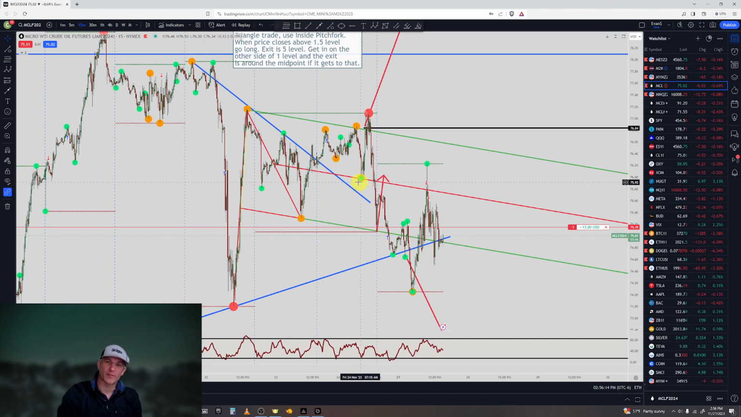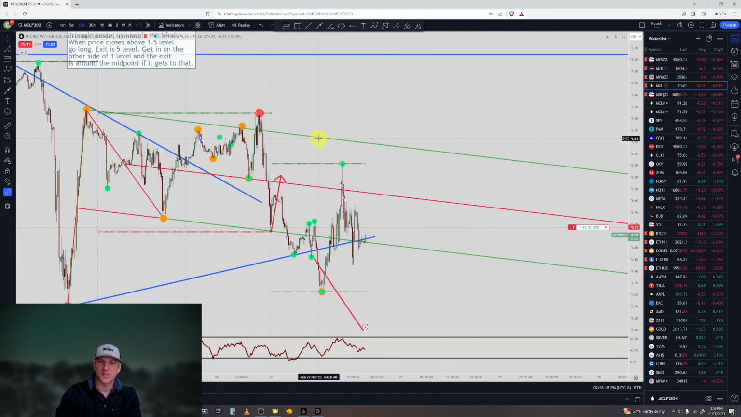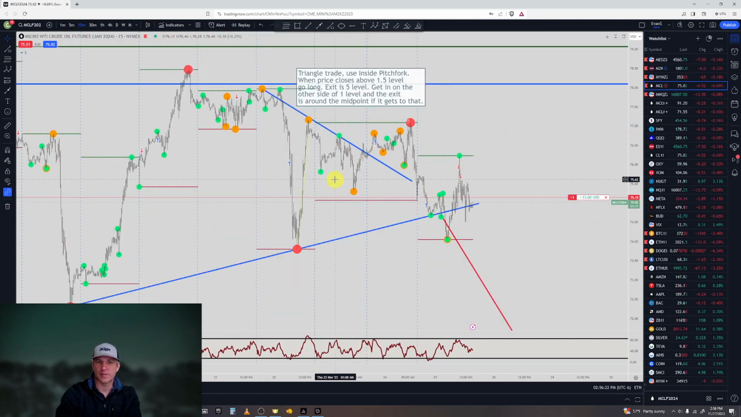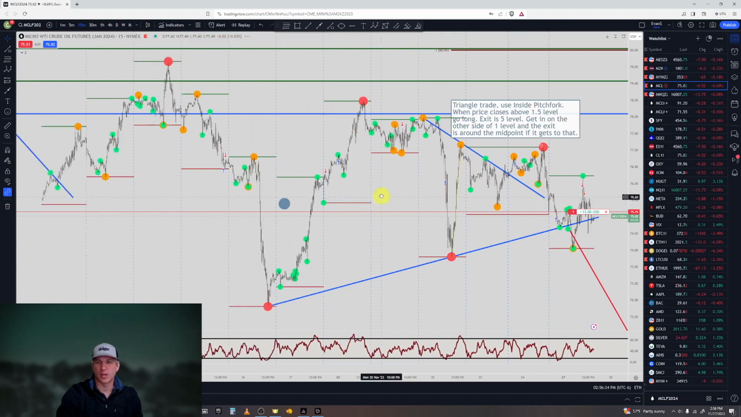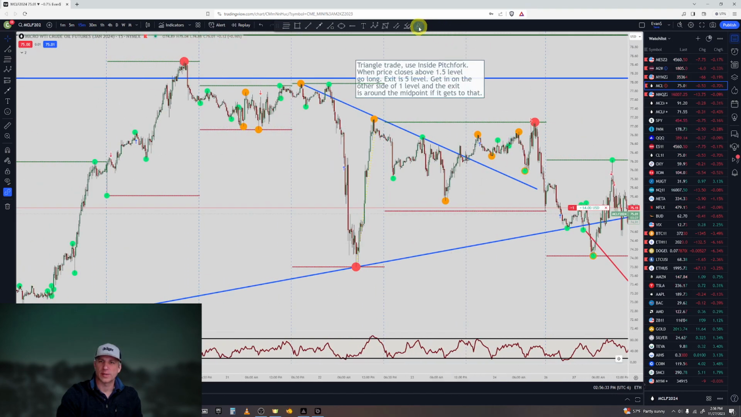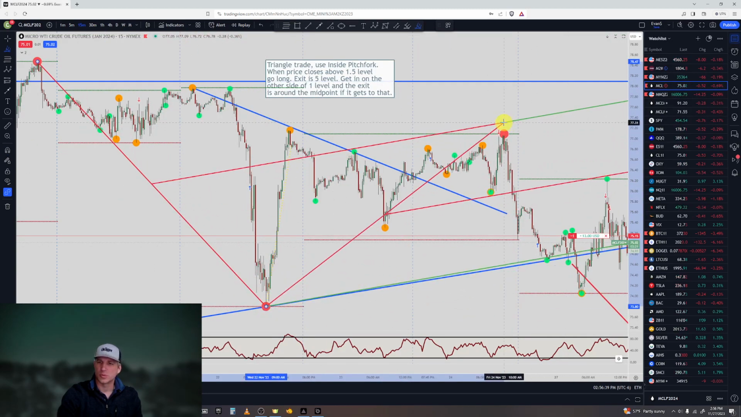But then also we have oil. So anyways, that was what we had initially, and obviously this one is said and done right here. But what we do have now is a much bigger triangle trade right here. So here's 0, 1, 2, 3, 4 right there. So this is one I'm now looking at. So we take the inside pitchfork up here. 1, 2, 3. There we go.